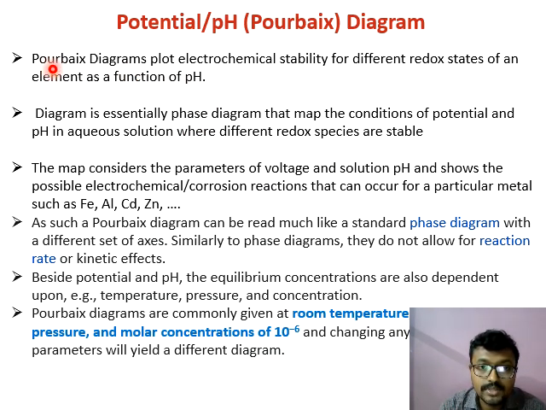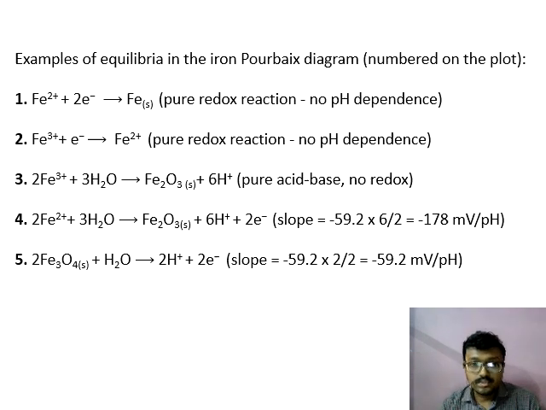So the Pourbaix diagram plots the electrochemical stability of different redox states of an element as a function of pH. Okay, this diagram is essentially a phase diagram that maps the conditions of potential and pH in aqueous solution where different redox species are stable. Okay, this diagram is given at room temperature, at normal atmospheric pressure, and molar concentration 10 to the power minus 6. Okay, now in this diagram there will be 5 different reactions.